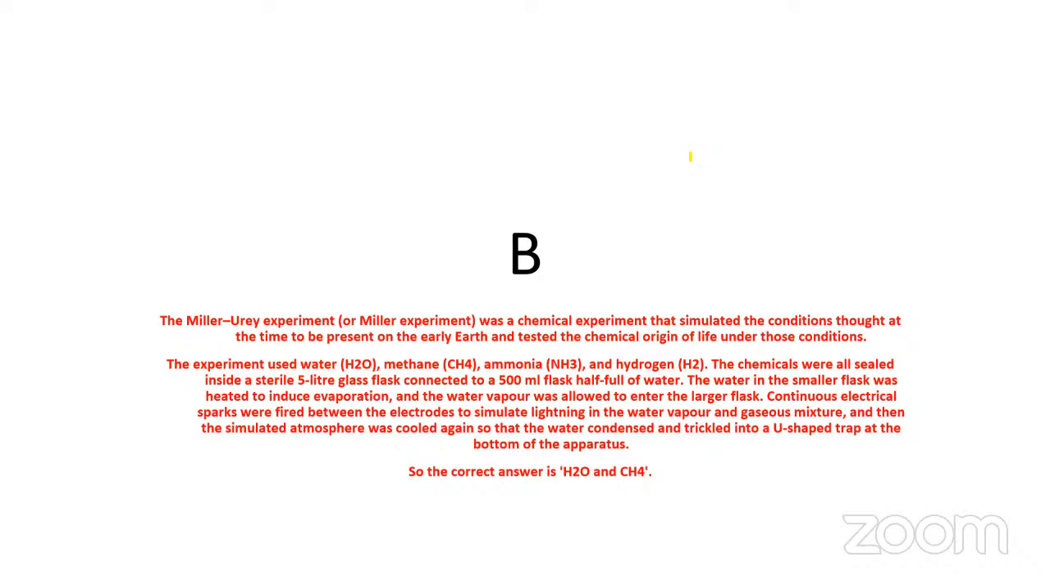Continuous electrical sparks were fired between the electrodes to simulate lightning in the water vapor and gaseous mixture, and then the simulated atmosphere was cooled again so that the water condensed and trickled into a U-shaped trap at the bottom of the apparatus. So the correct answer is H2O and CH4.